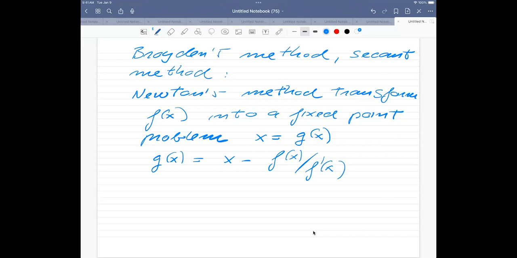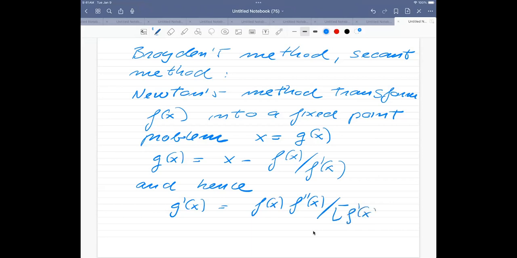So we have translated a root finding problem into what's normally called a fixed point problem, where the function we want to use, this g of x, is simply given by Newton's method. And hence, what we have is that the derivative of g of x is equal to f of x times the second derivative of f, divided by the first derivative of f squared.